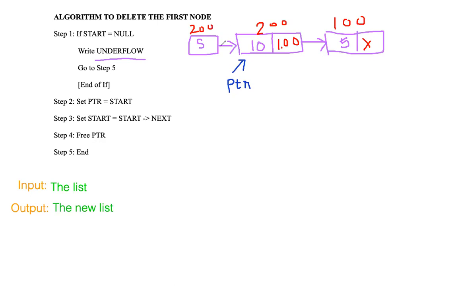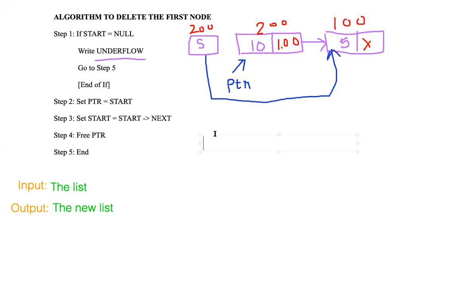So start is pointing to this node, 200. If we want to make the next node the first node, we can get this address from the start arrow next part. Start arrow next gives the address of the next node in the list. So that's why we do start equals start arrow next. That means start is made to point to this node. So what is there in start arrow next? It is 100.